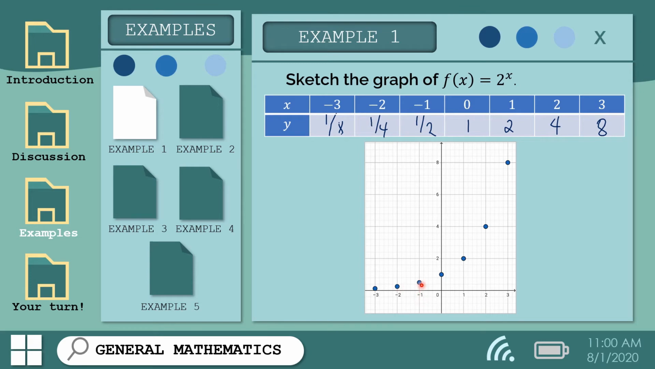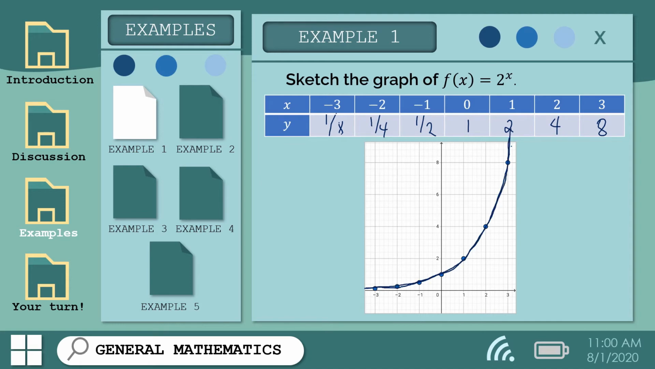Ganun din kapag negative 1 is 1/2. Kapag 0 is 1, ayan, dito yung 1. Kapag 1 is 2, ito yung 2. Kapag 2 is 4, syempre yan, ano po yung 4. Then kapag 3 is 8, ayun po yung 8. So, ito na po yung ating graph, connect lang po natin. Ayan na po siya. So, ganyan yung magiging itsura.